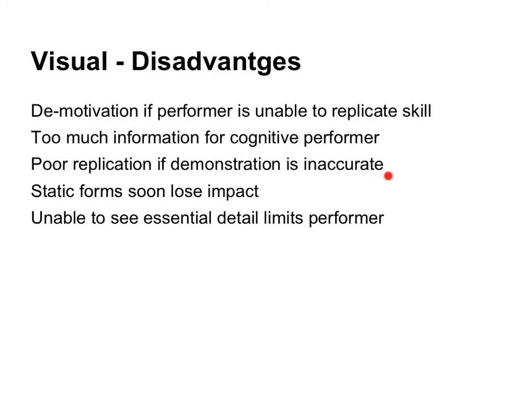Obviously, if the demonstration is inaccurate, and that can often be the case, that's not ideal for people trying to replicate what was going on. So it's really important that any demonstration is done correctly. Static demonstrations can lose impact, so really we need to try to make it as meaningful as possible and put it into its real environmental context, as in where it would fit in the game, etc. And there's less detail within the visual, so we wouldn't be able to go into the detail, for example, that we would within verbal guidance.